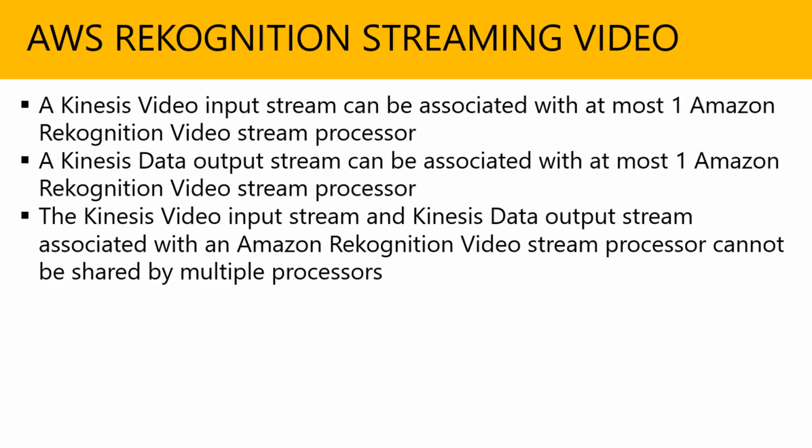Last but not least, AWS Rekognition streaming video. The Kinesis video input stream can be associated with at most one Rekognition video stream processor. Both the video input stream and the data output stream are associated with one Amazon Rekognition video stream processor. Okay, so that's the first 2 points. And third, the Kinesis video input stream and the Kinesis data output stream associated with the Amazon Rekognition video stream processor cannot be shared by multiple processors. So one processor must be associated with one particular video stream.